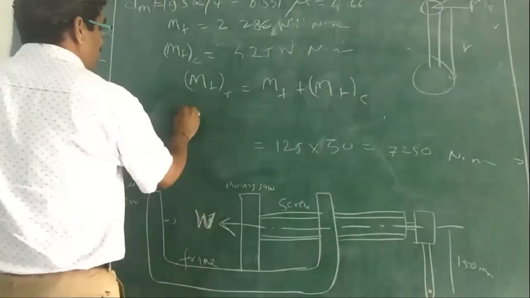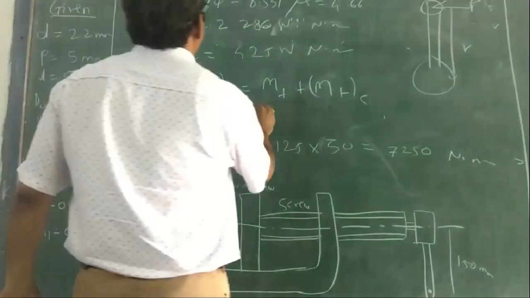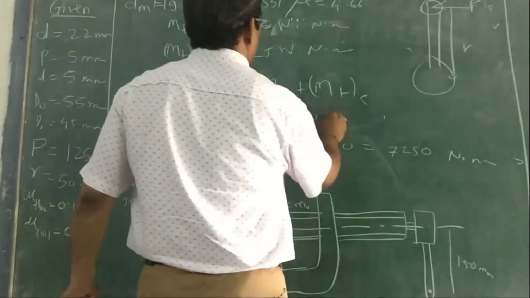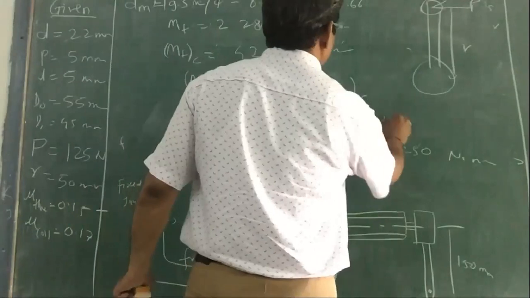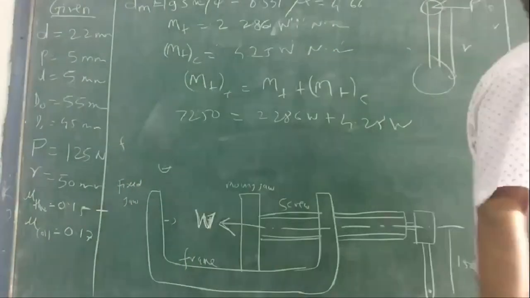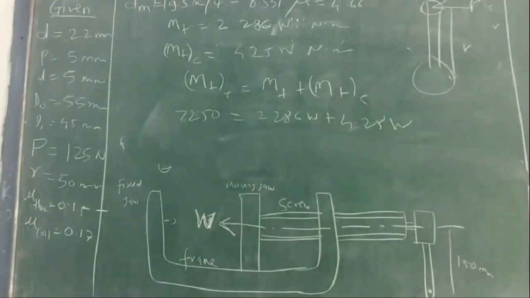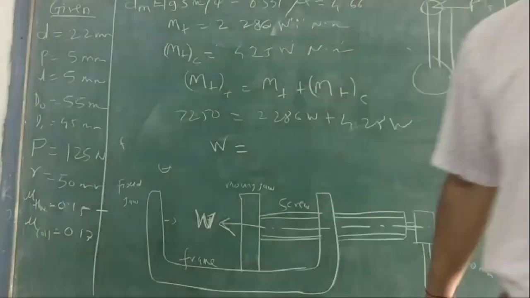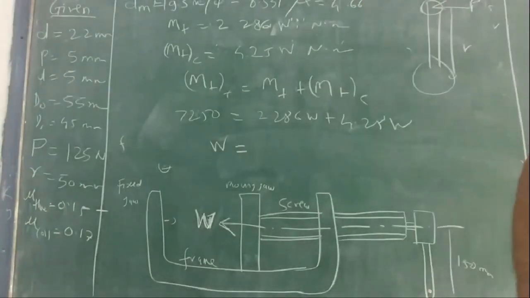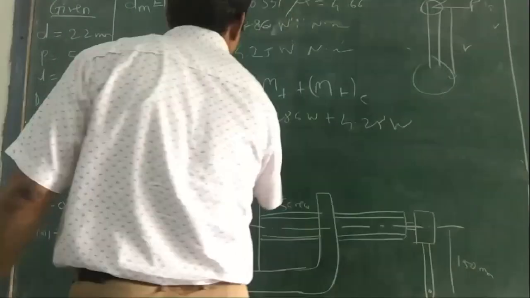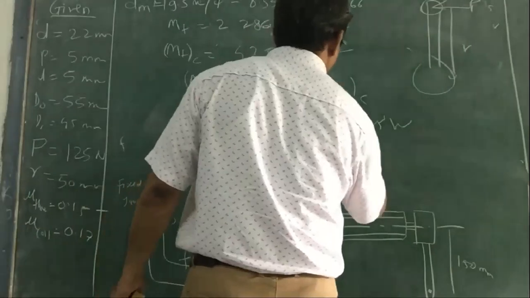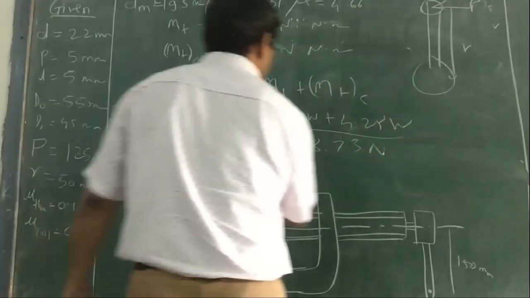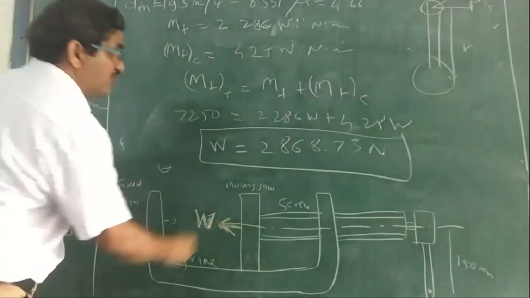So 6250 is equal to 2.286 W plus 4.25 W. Getting it? So this is the total torque. From this we will get W, the load or the force we can exert, as 2868.7. So this is the load or force we can exert using this vice.